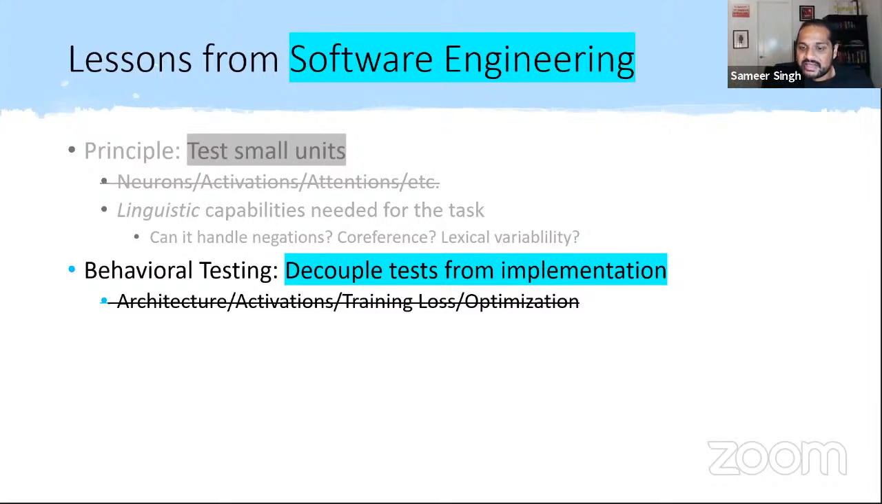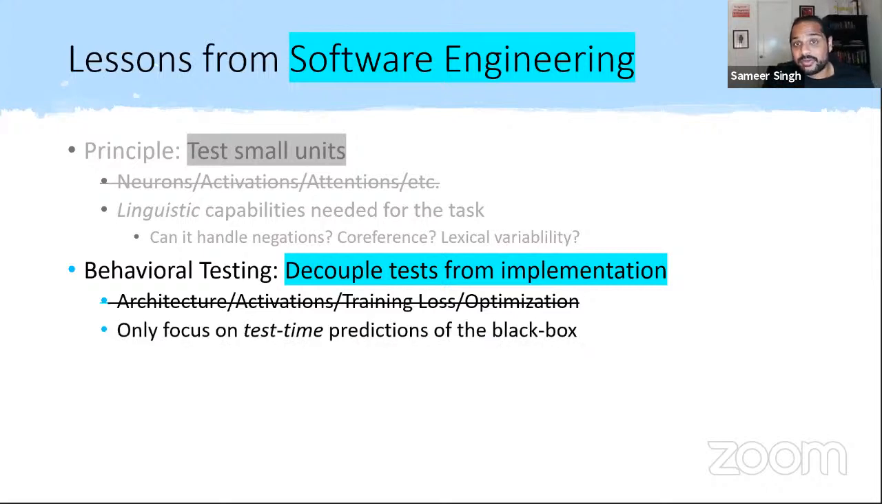We are instead taking essentially a black box that you're saying does the task. We just want to test whether it actually does the task or not. So we are only going to be focusing on test time predictions of this black box. And that's what we are going to use as the interface to test the model.